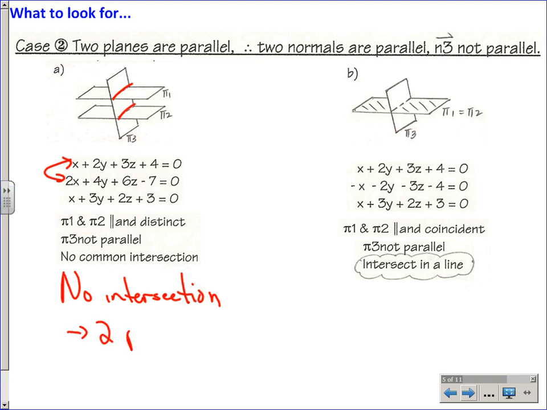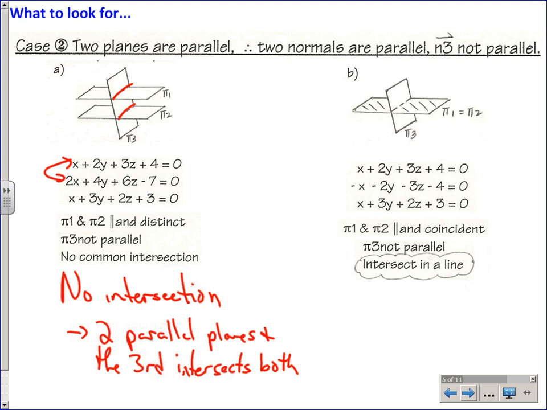We have two parallel planes, and the third intersects both. But at no time here are we actually trying to find that intersection.